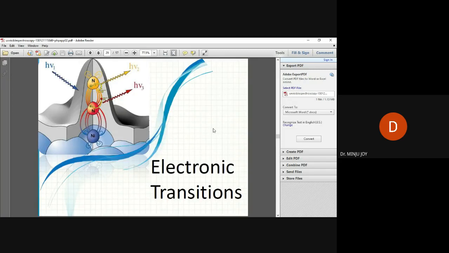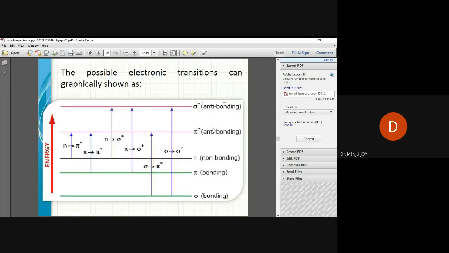Next is electronic transitions. Basically, in organic compounds, there are sigma electrons, pi electrons, and non-bonding electrons. Sigma electrons means these are single bonded compounds. Pi bonds mean double bonded compounds, and non-bonding usually means lone pairs of electrons, which are found in oxygens, nitrogens, etc. So we can see energy levels: there is a bonding level, an anti-bonding level, as well as a non-bonding level.